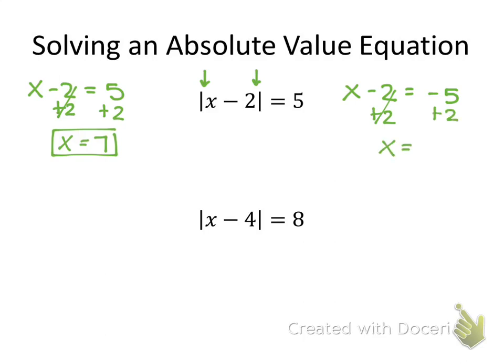Negative 5 plus 2 is negative 3. So here are my 2 answers. Now here's the biggest mistake that people make when they do these problems. They say, oh, x minus 2 equals 5 and x plus 2 equals 5. You're changing the wrong sign.